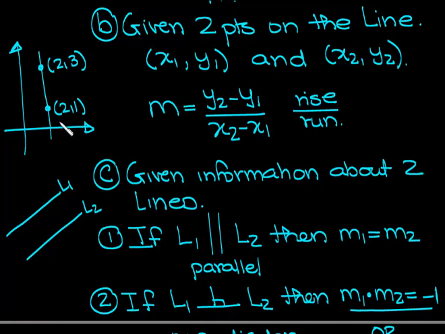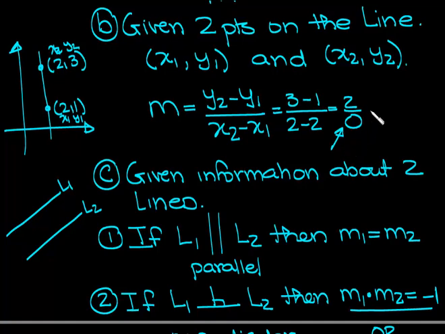Now if I try to find the slope, let's just take a look at this. How do I find the slope? I take the rise over the run. Let's call this point (x2, y2) and this one (x1, y1). So y2 minus y1, so you get 3 minus 1 divided by x2 minus x1, 2 minus 2. So you get 2 over 0. Can we divide by 0 in algebra? No. That's why this is undefined, because we cannot divide by 0.